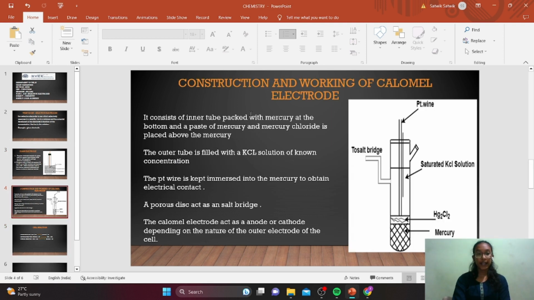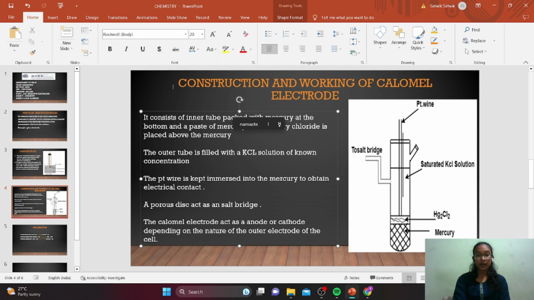So our next topic is construction and working of the calomel electrode. As we can see here, this is the diagram of the calomel electrode. So let's see how it works.